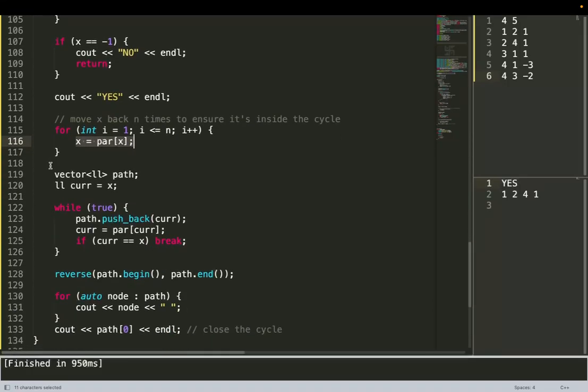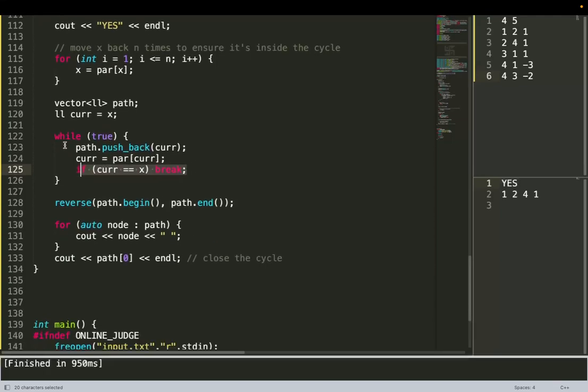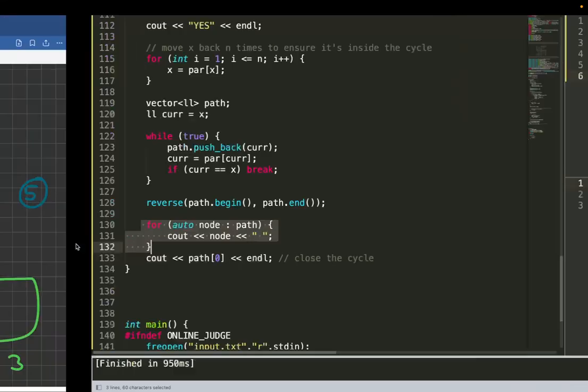Now you need to simply print a path. So path vector, current node is x. While it is true, in your path you push back current and shift your current to parent of current. If you have reached a point where current is equal to x, then you simply break because you have reached the point from where you started. Now we know that since we have constructed the cycle using the parent, we have the reverse path right now. So to get the correct path, we simply reverse the path vector and print the path.